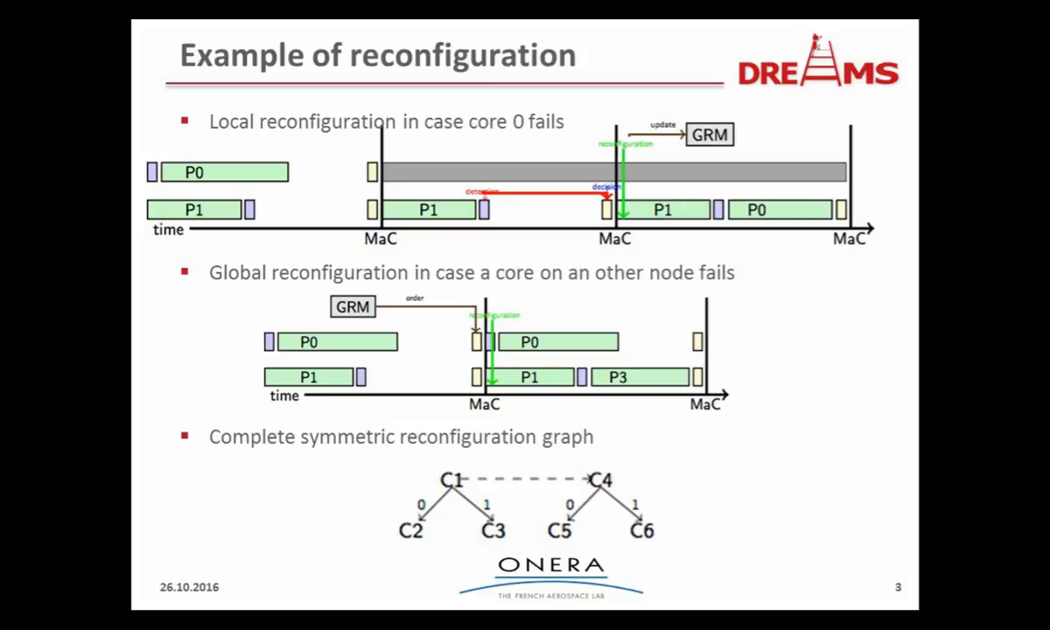During the second MAC, core 0 fails, which is detected by the MAN of core 1. The LRM at the end of the MAC takes a local reconfiguration decision and reallocates partition P0 on core 1, as can be seen on the third MAC.